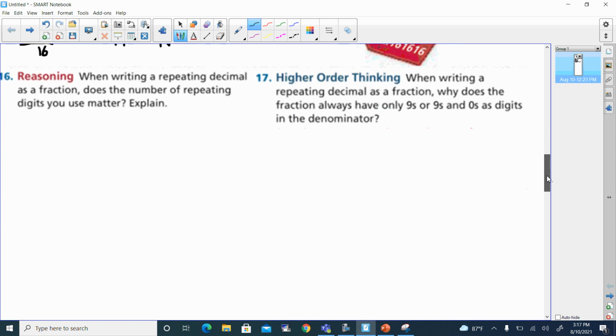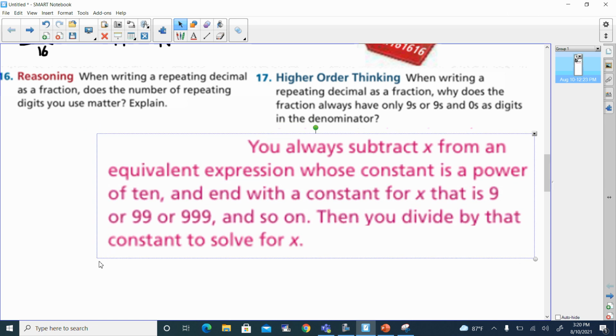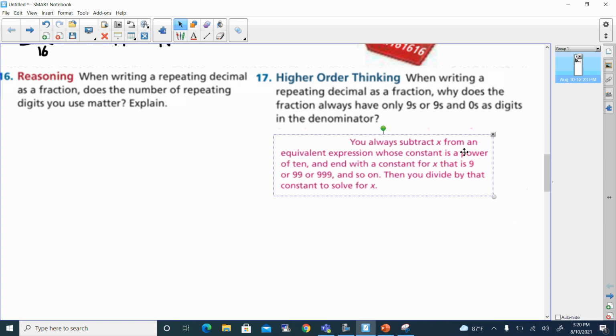All right, we have this last one here, number 17, higher order thinking. When writing a repeating decimal as a fraction, why does the fraction always have 9s or 9s and 0s as digits in the denominator? Okay, wow. All right, let's think about this. And I hope you don't mind that I did this, but for the sake of me having to type a lot, I'm just going to take the answer and paste it in here. Let's see, and that is that you always subtract x from an equivalent expression whose constant is a power of 10 and end with a constant of x. That is 9 or 99 or 999 and so on. Then you divide by that constant to solve for x.